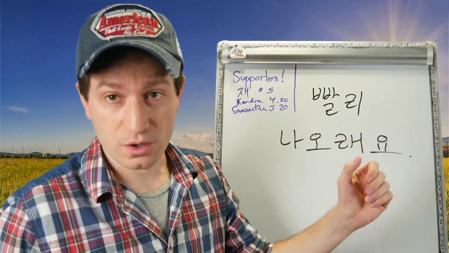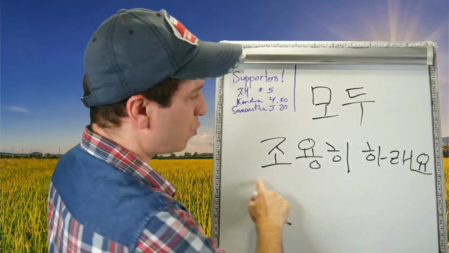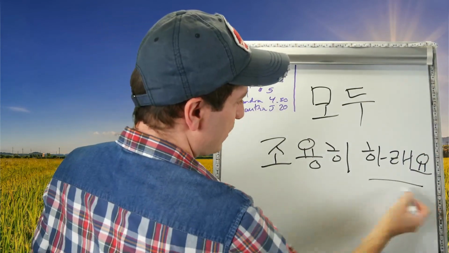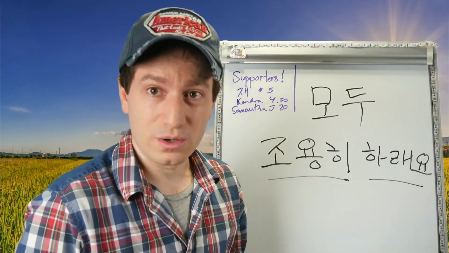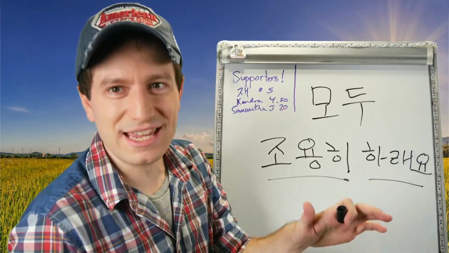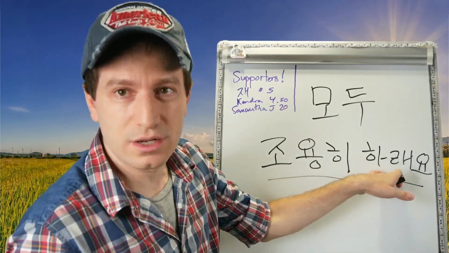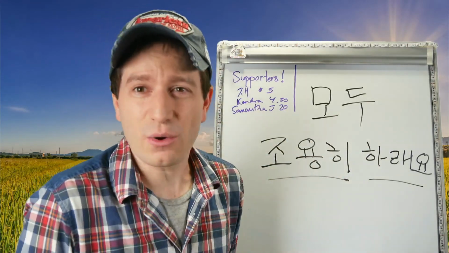빨리 나오라고요. 모두, everyone, 조용히 하래요. Literally, do it quietly. I said, 하라고 했어요. 하라고요. 하라고. All the same thing in meaning. 하래, 하래요. 모두 조용히 하래요. I told everyone to be quiet.